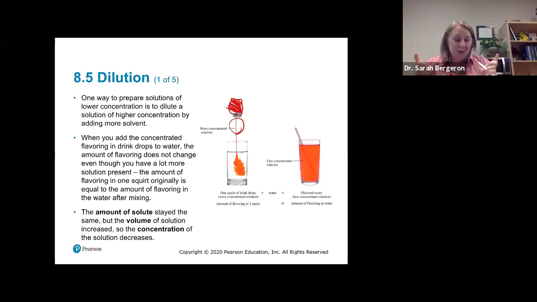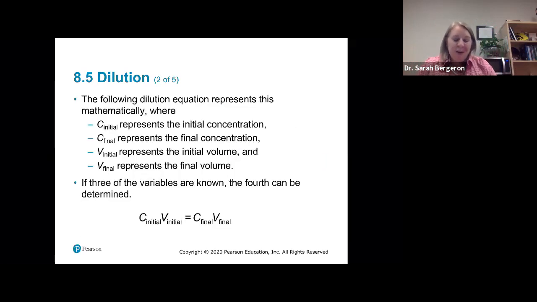A lot of times you can tell with color. The concentrated solution is dark, and the diluted solution is light. You just have to remember that the amount of solute in that concentrated drink solution is the same as what's in your final diluted solution. The volume increased: you went from a teaspoon to a big old glass of water. So the concentration decreased. You went from high concentration to low concentration. Your number of moles is the same, but you're diluting your sample.